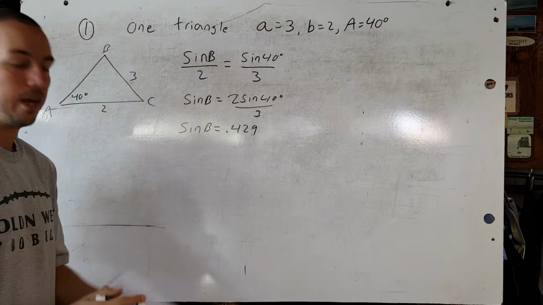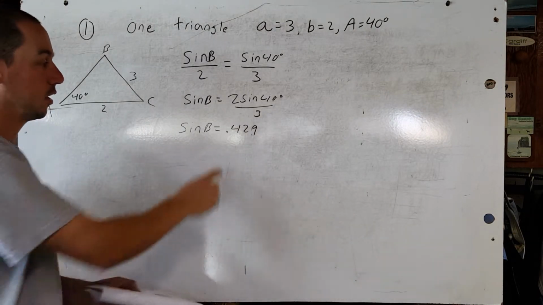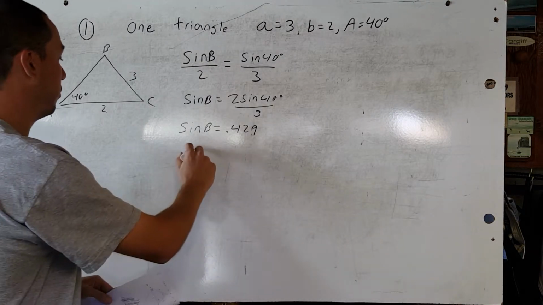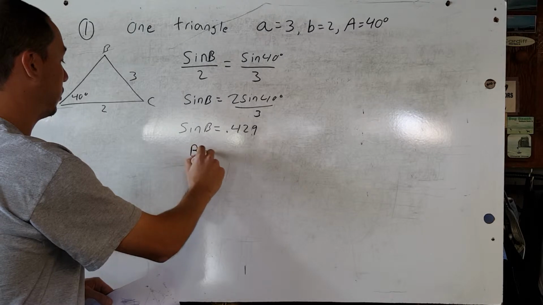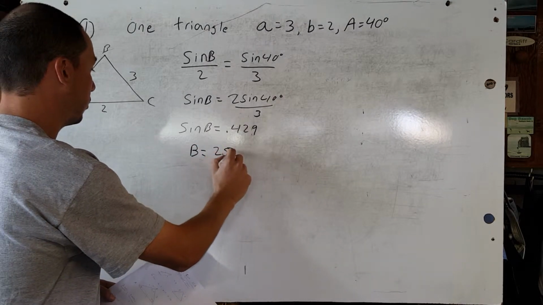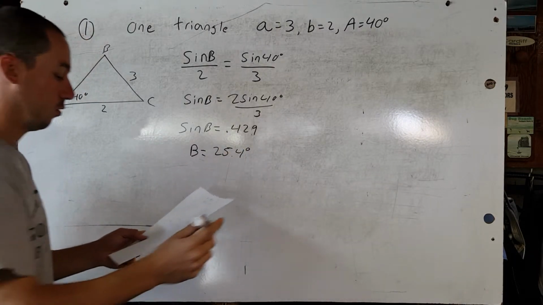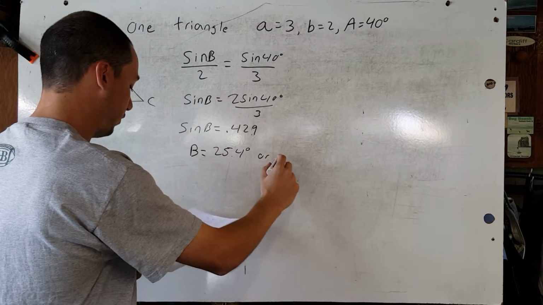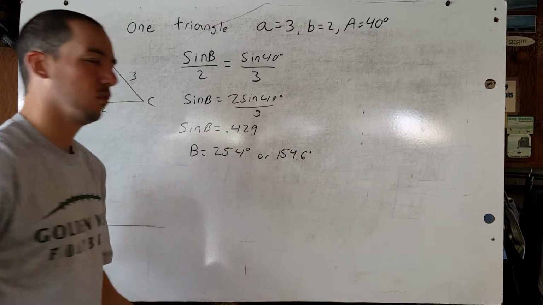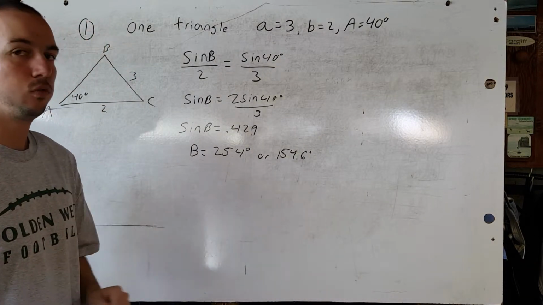Okay. We want to know what the angle is, though. The sine of some angle is 0.429. Use the calculator since it's not a special ratio value. Now we get two possible answers. B could be 25.4 degrees, or could be 154.6. You might say, wait, I used the calculator and I only got 25.4. How are you getting 154.6?